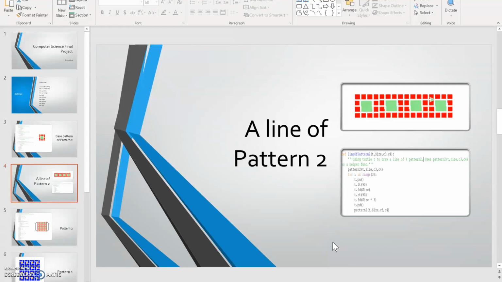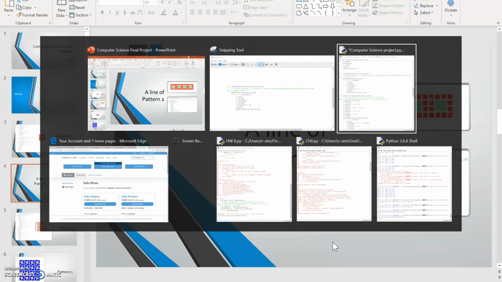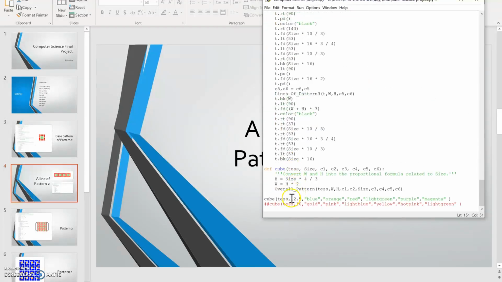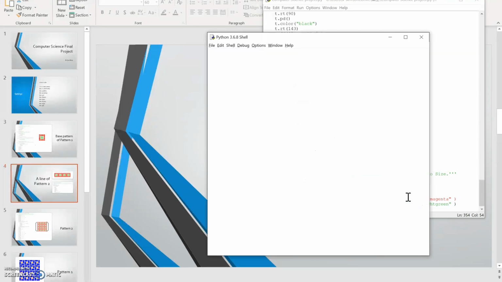That's it, and I will run my code. So this is the first one, which has size 12.5 and colors blue, orange, red, light green, purple, and magenta. And now I will change it to my second line, and I will save it and run it.